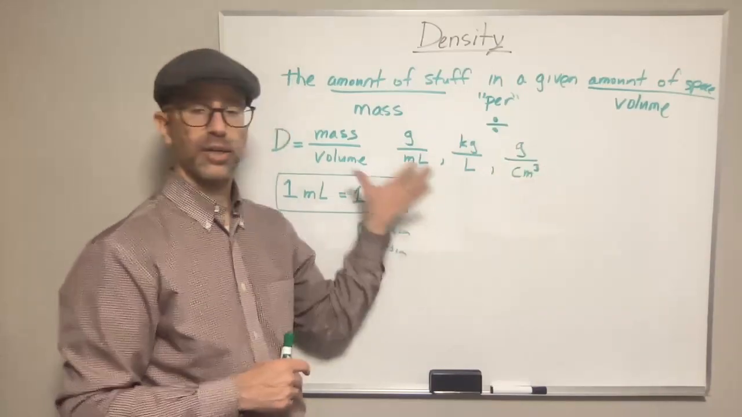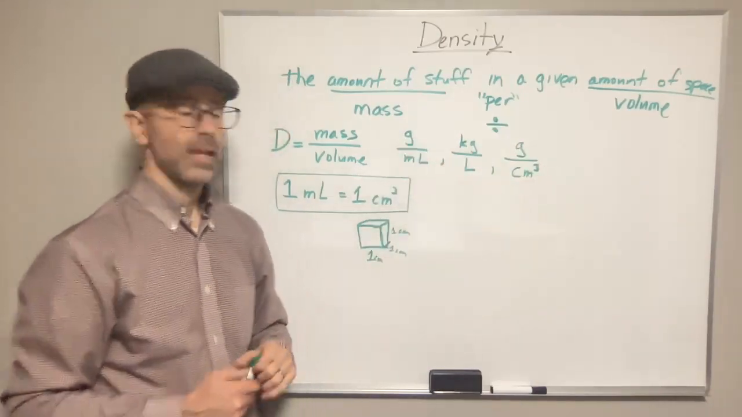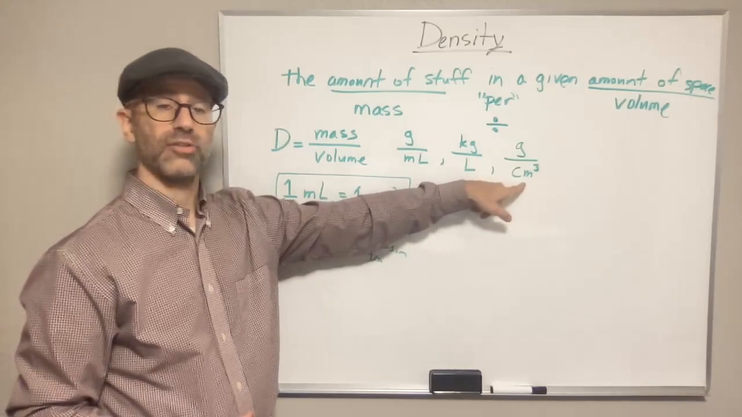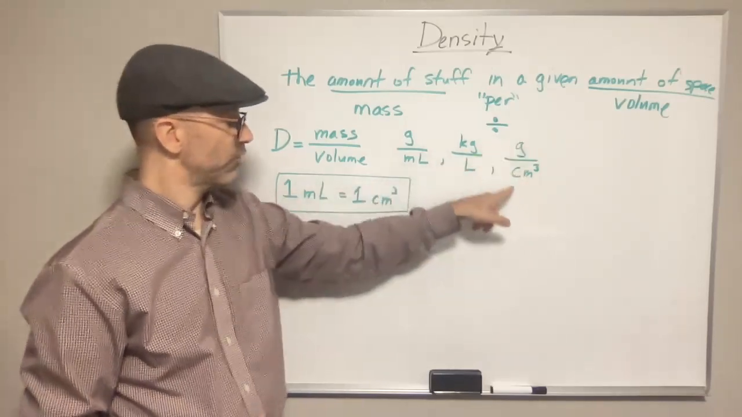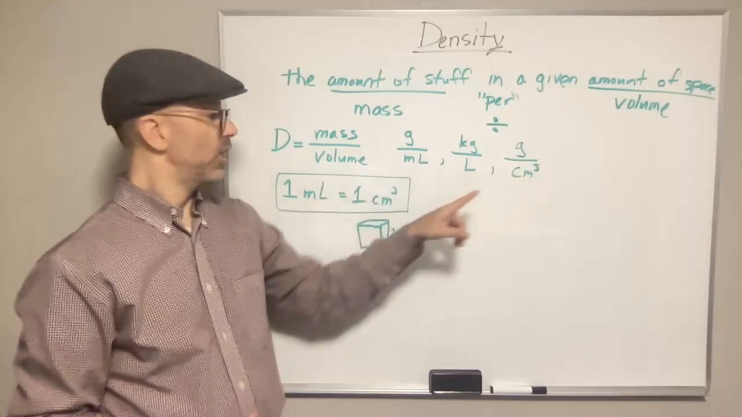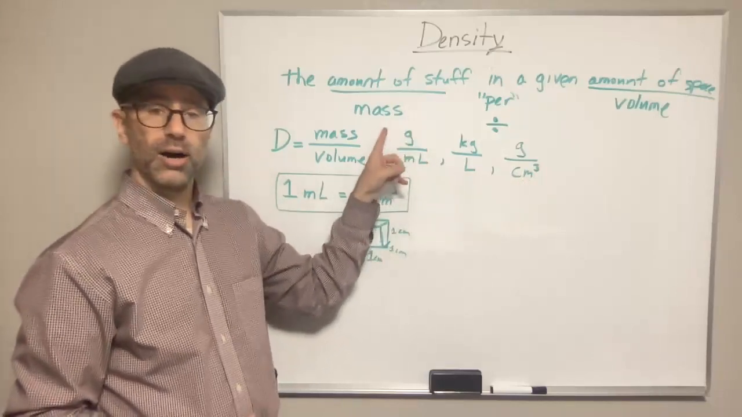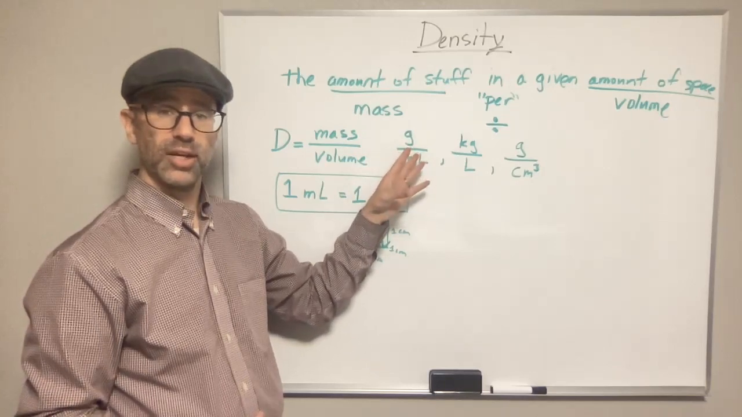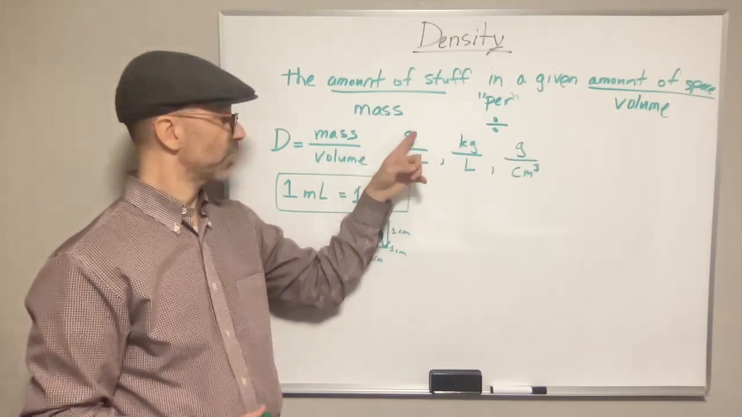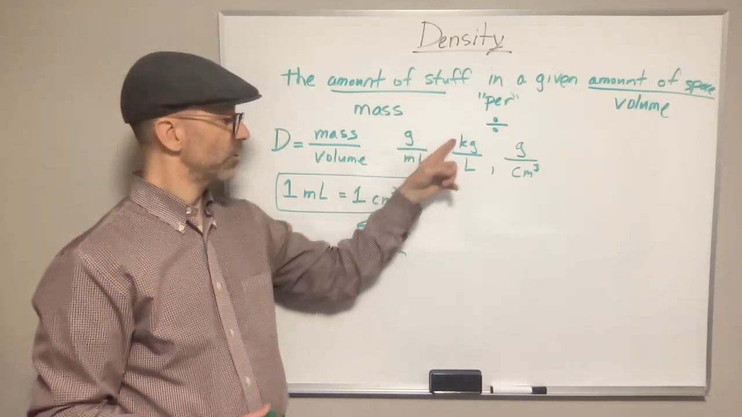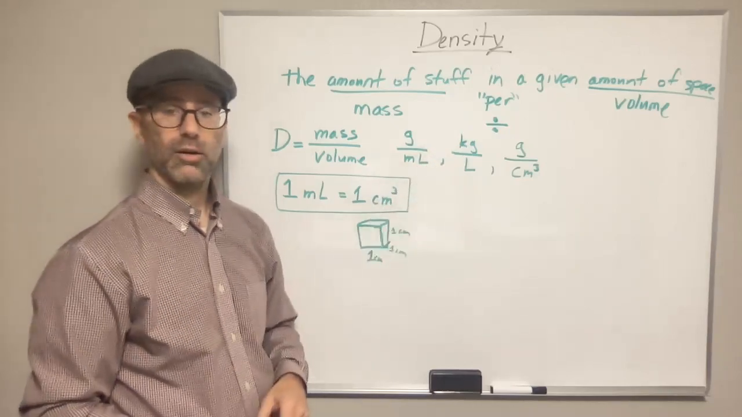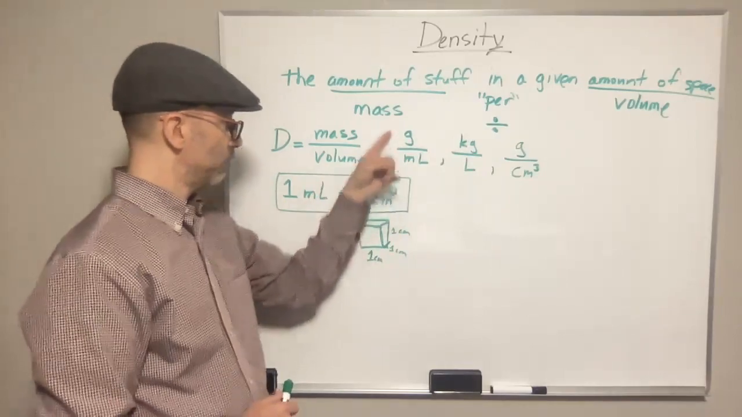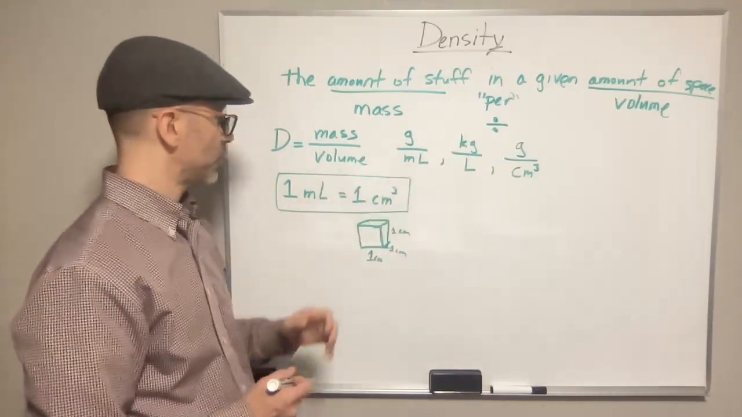So these are different units of density. A lot of times when you're measuring the density of a solid, you'll usually see grams per centimeter cubed. Usually when you are reading or looking up the density of a liquid, it's going to be in grams per milliliter or kilograms per liter, right? So that's how you measure the density in different units.